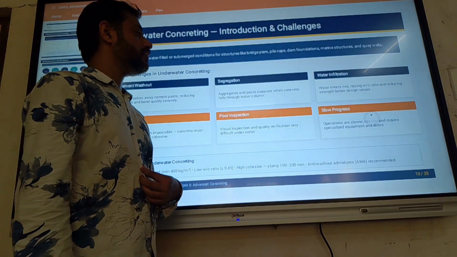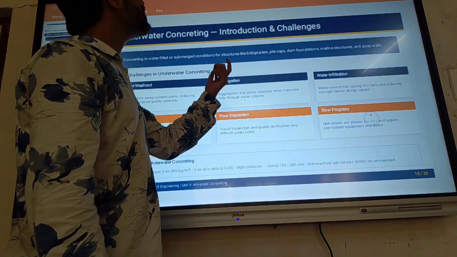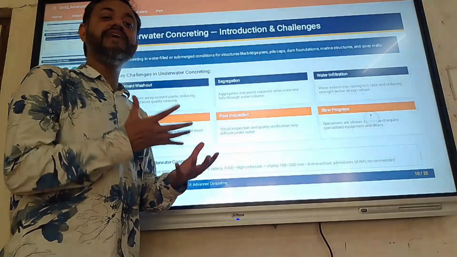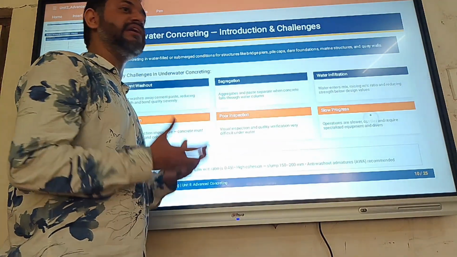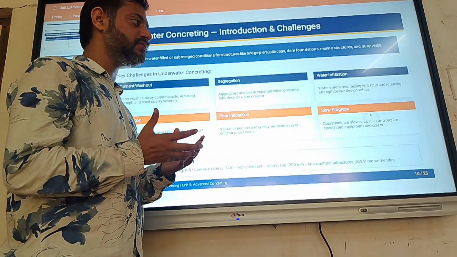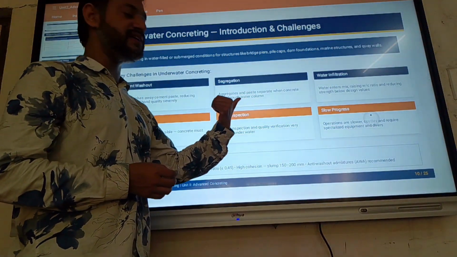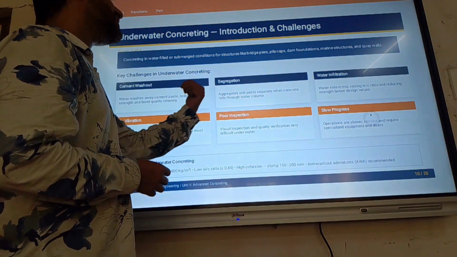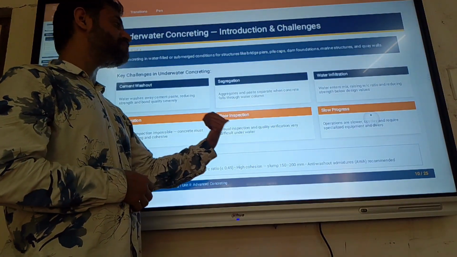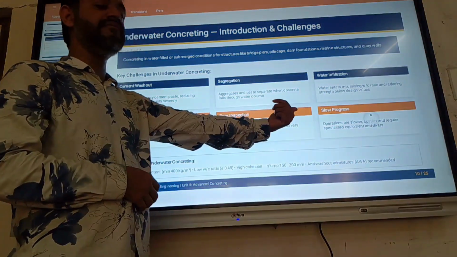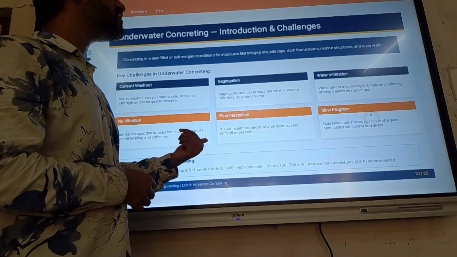Now I will come to one of the most important topics of this unit, underwater concreting. We have seen different types of construction underwater also. So how does that happen? Underwater construction, underwater concreting are very much important in today's era. So key challenges, what are the challenges we face? Cement washout, segregation, water infiltration, no vibration, poor inspection, and the progress is ultimately slow. So all these are the challenges faced in the underwater concreting process.